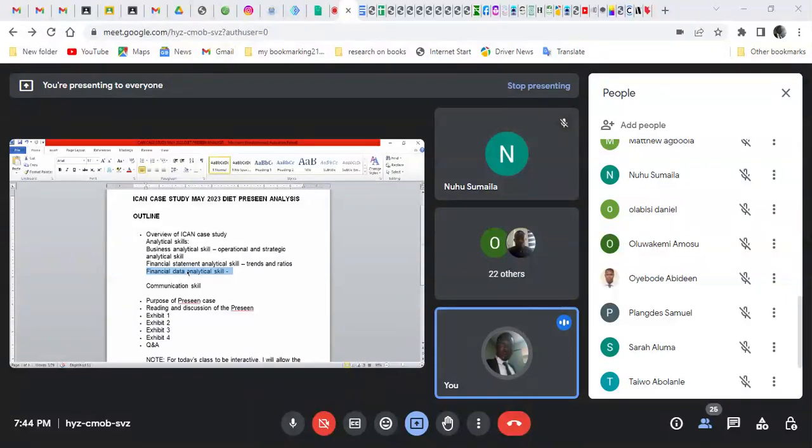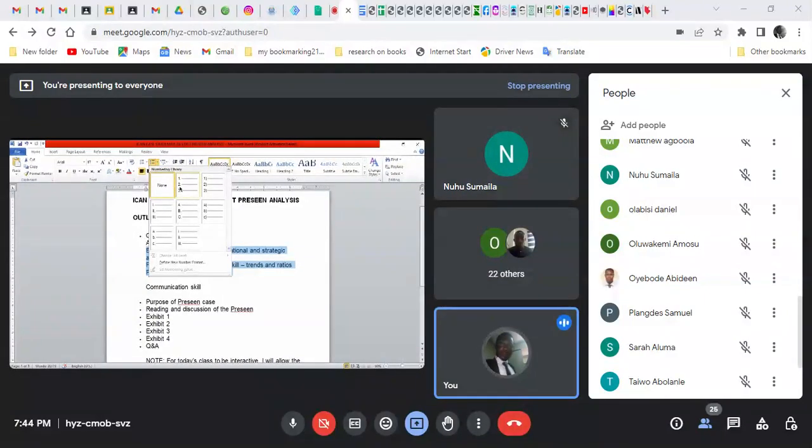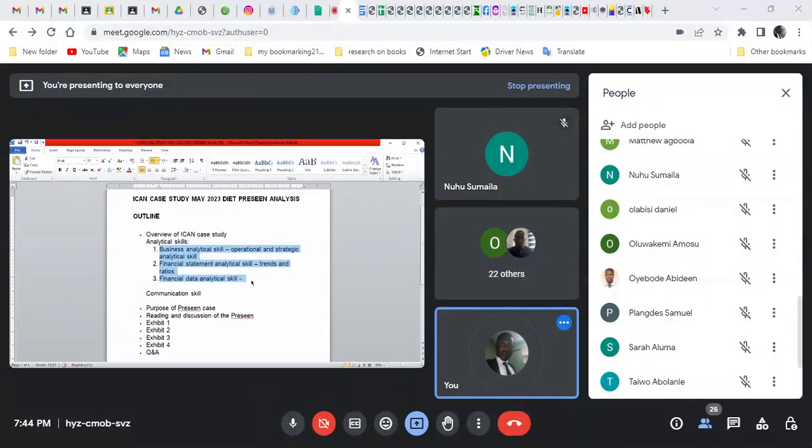You could use the IRR, MIRR. All those techniques can be applied in this scenario. Okay. So in other words, these are the three analytical skills that will be applied or that can be used to solve any case, including the one you are doing this diet. So these are the three analytical skills.